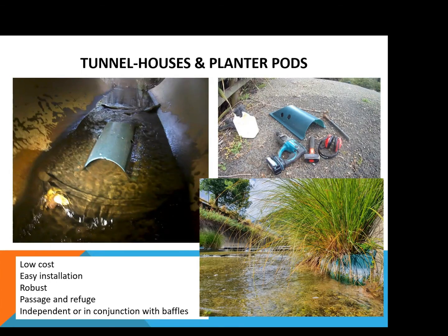Tunnel houses are a great way of introducing refuge within a hard structure like a culvert. Vegetation can be introduced to hard structures using planter pots, which in themselves host a variety of plants that can bring shade, bring some habitat, some refuge, and even some food supply.